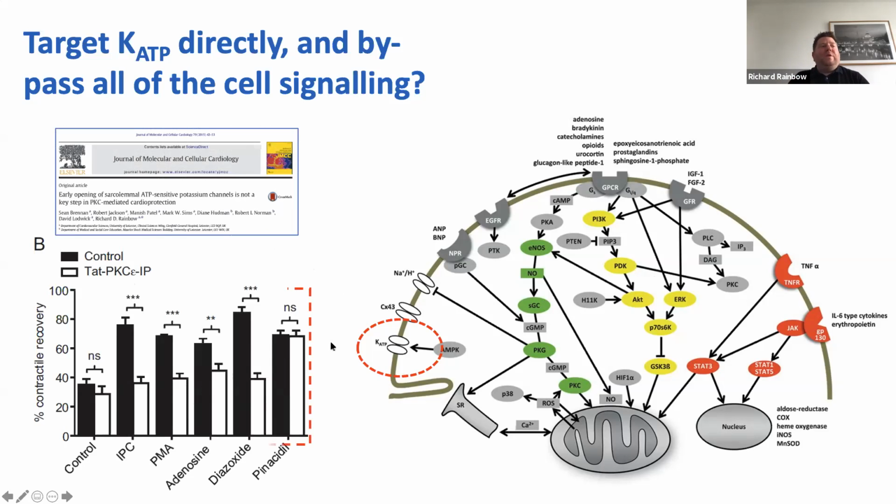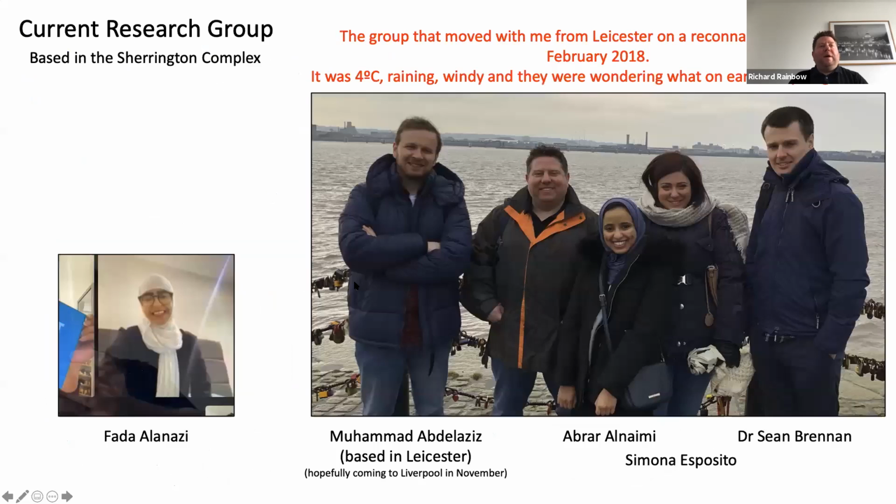I'm just going to very quickly introduce my lab, in case you see any of us wandering around, looking a bit lost in our new institute. So this is Sean and Simona and Abra, my PhD students. This is Mohammed, another PhD student who's based in Leicester at the moment, but hoping to come to Liverpool. And this is Fada, another PhD student who's recently joined us.